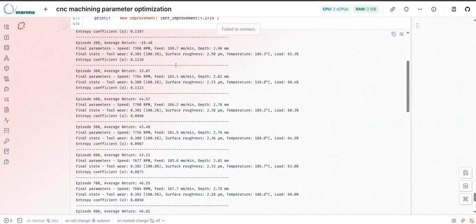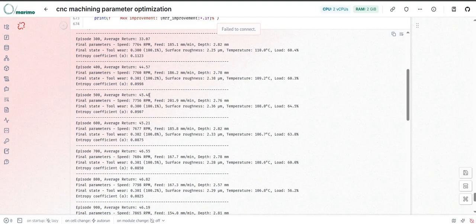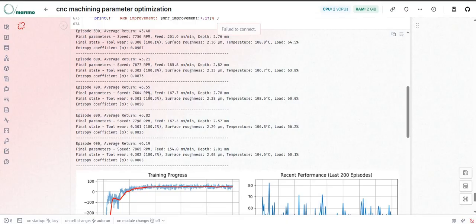From that point onward, the parameters settled around 7800 RPM for spindle speed, feed rates between 140 and 170 millimeters per minute, and depths around 2.7 millimeters. Surface roughness was consistently near 2.1 to 2.3 micrometers, which is close to the target quality, and temperature rose above 100 degrees but remained below the safety cutoff.